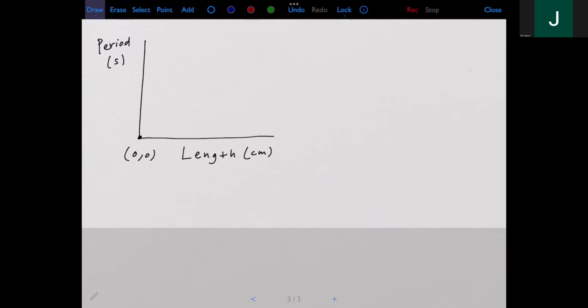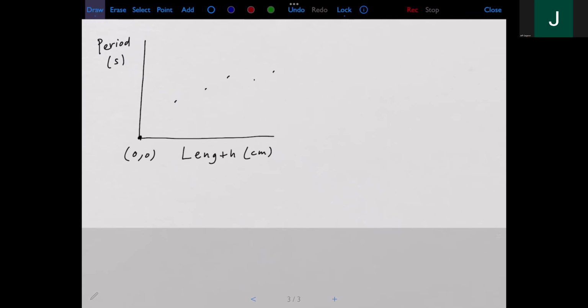All right, so again, question 16 is going to be a graph of period versus length. So period will be on the y-axis, that'll be in seconds, and then length will be on the x-axis, and that'll be in centimeters. You want to make sure you also include the 0, 0. It turns out that this graph will look like a square root function, right? It'll look like a sideways parabola. When you plot your data, you're going to get something like this.